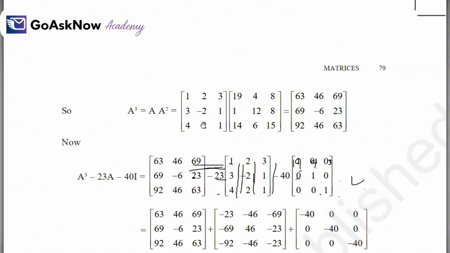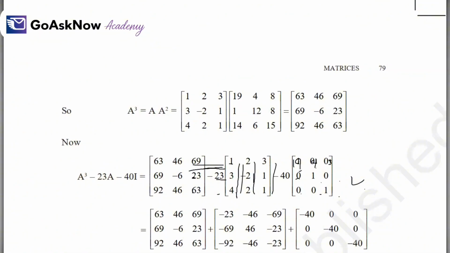So A cube matrix is coming out to be equal to 63, 46, 69 and 69 minus 6, 23, 92, 46, 63. Okay. Just do the calculation and you will find this. So I hope that you can do the calculation part and I assume that you are good in these calculations. Okay.